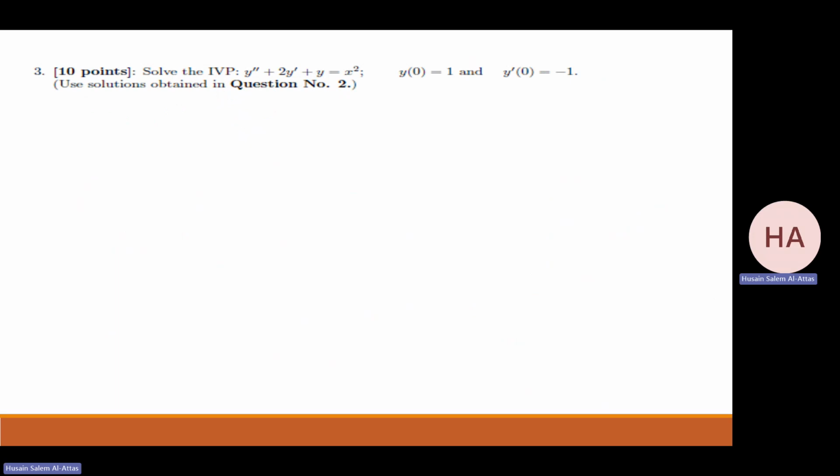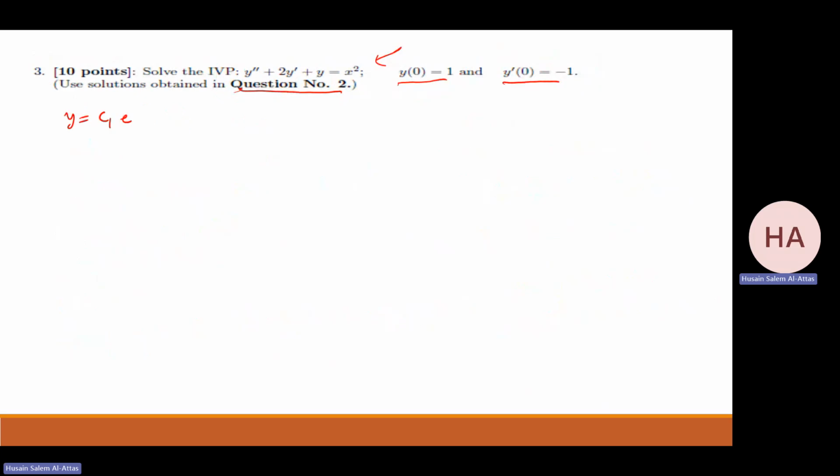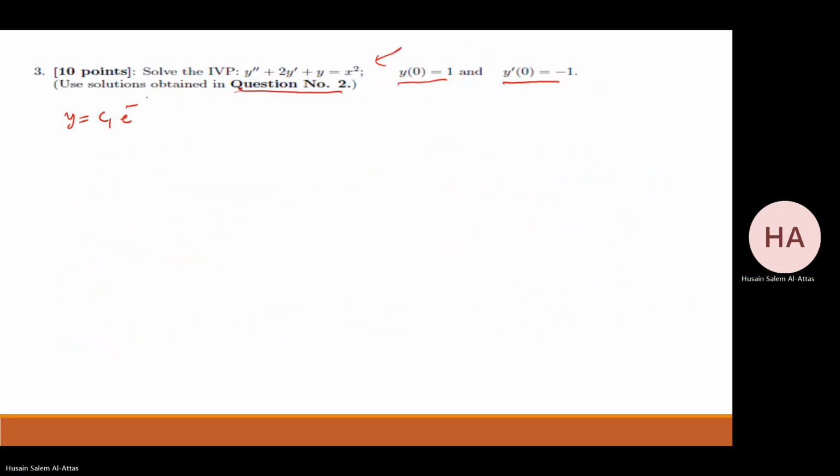Oh, now he wants me to solve the same problem, but now with the initial condition. This is the same problem. If you notice, he said your solution obtains the equation number 2, which is this one. So I have Y is C1 e^(-x) plus C2 x e^(-x) plus 2 minus 2X plus X squared. Correct?